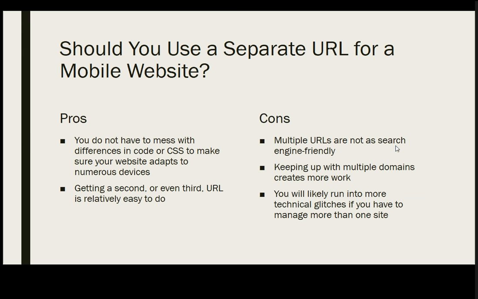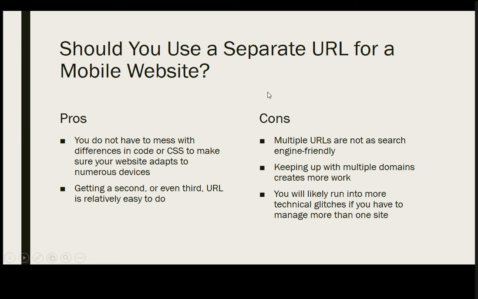And there is one debate between using a separate domain name for a mobile website. Some people will do that. They'll say, you know, I don't want to mess with reformatting my website to make it mobile friendly, so I'm just going to use a separate URL for my mobile website. There's a couple pros to that. So for one, you don't have to mess with the differences in code or use CSS to make your website adaptive to different devices. And of course, getting different URLs is pretty easy to do once you find the right one and it's available.